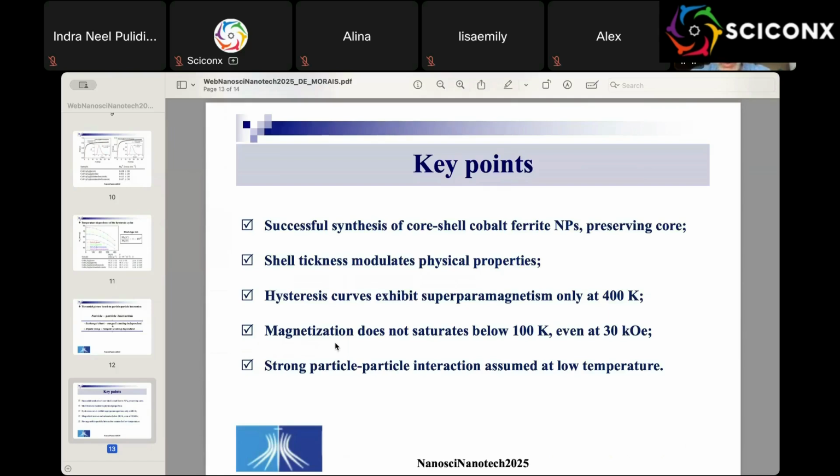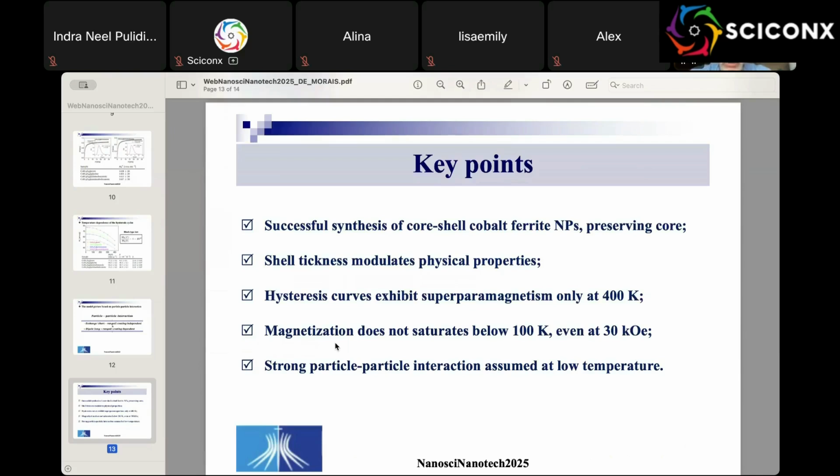So the fourth point is that the magnetization does not saturate below 100K. I didn't show you the data, but this is what we found. Even if we push the applied field up to 30 kilohertz, we have no saturation of the magnetization below 100K. This is very likely because of the magnetization of the maghemite surface thickness.